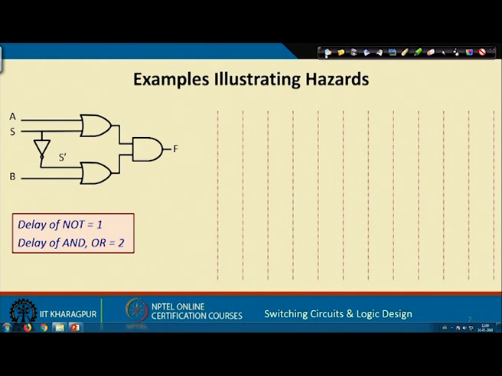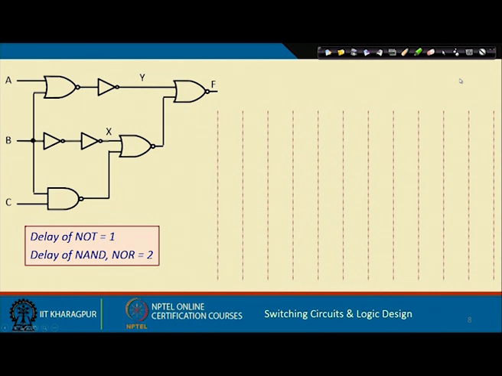Right. Let us take another example. This is a slightly more complex circuit. Here we assume that the delay of the NOT gates, there are 3 NOT gates, is 1. So, this is 1, this is also 1, this is also 1, and the NAND and NOR gates, there are 4 of them, is 2, this is 2, 2, 2 and 2.